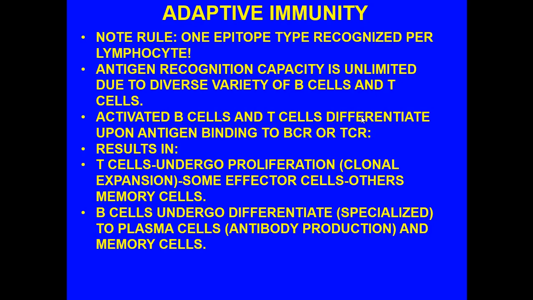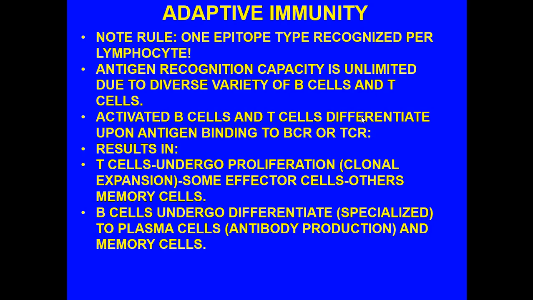Now, activated B cells and T cells will differentiate upon antigen binding to the BCR or the TCR, which I've explained. And as I said, and you see it right there, the T cells will undergo proliferation. This is referred to as clonal expansion. This is where you make lots of exact copies. Now, some will be effector cells, others will be memory cells. B cells will undergo differentiation as well, and they will become specialized. So they'll proliferate lots of copies, and then they will specialize, differentiate.